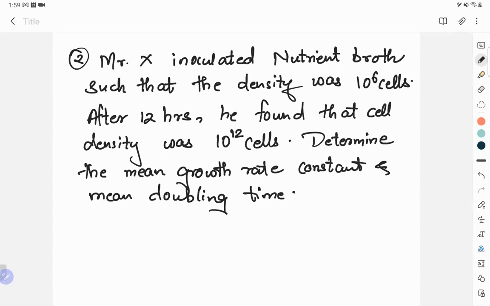Okay. So can you tell me what will be the n0 over here? 10 raised to 6. nt? 10 raised to 12. And t? 12 hours.